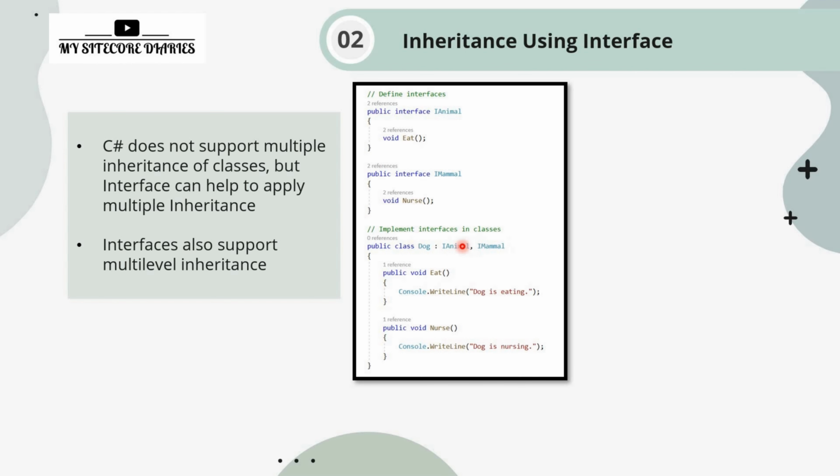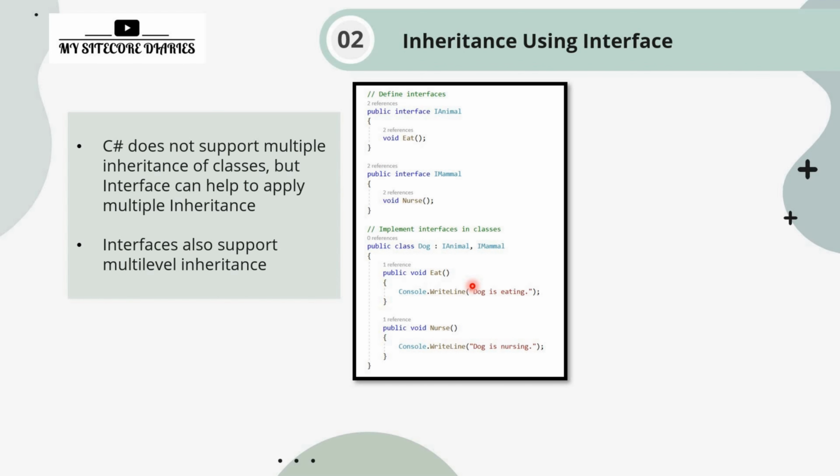So multiple inheritance is like this. In this case, the Dog class has to write a method for Eat as well as Nurse, otherwise it will give you an error. So this is the multiple inheritance. This is not possible using classes. You can't have two classes inherited in a single class. You can only inherit a single class.